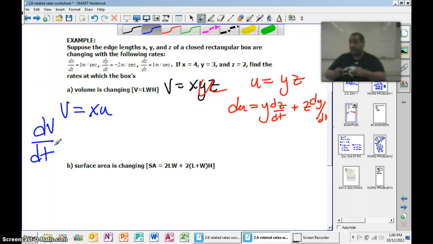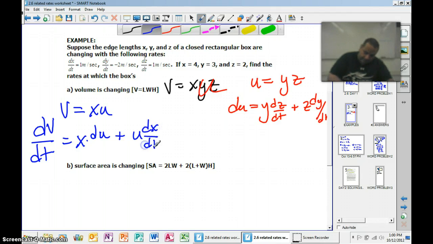The derivative of volume with respect to time is equal to the first times the derivative of the second, which is du dt, or times du, which is right over there in red, and then plus the second times the derivative of the first, dx dt. Now I'm going to replace everything that I need to replace.